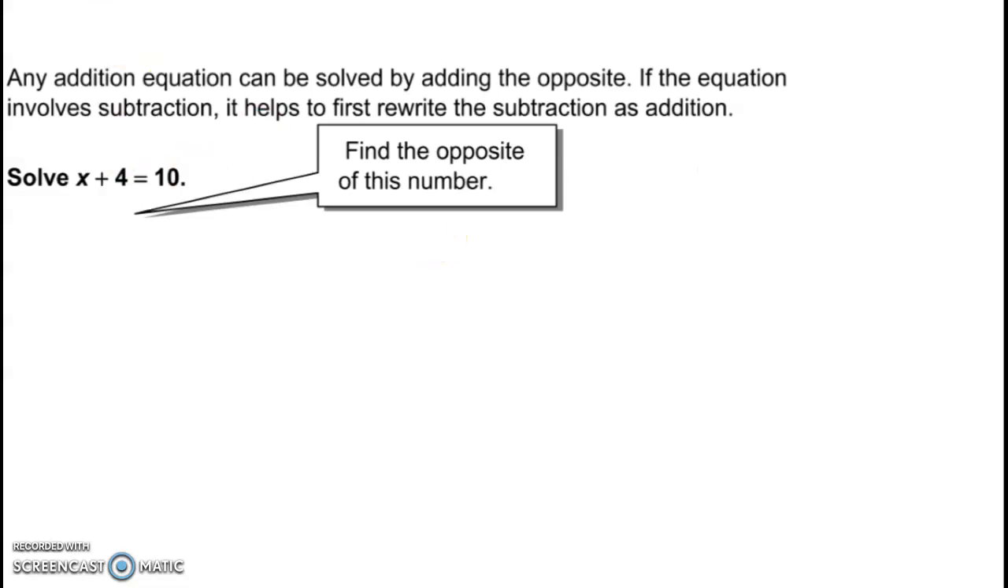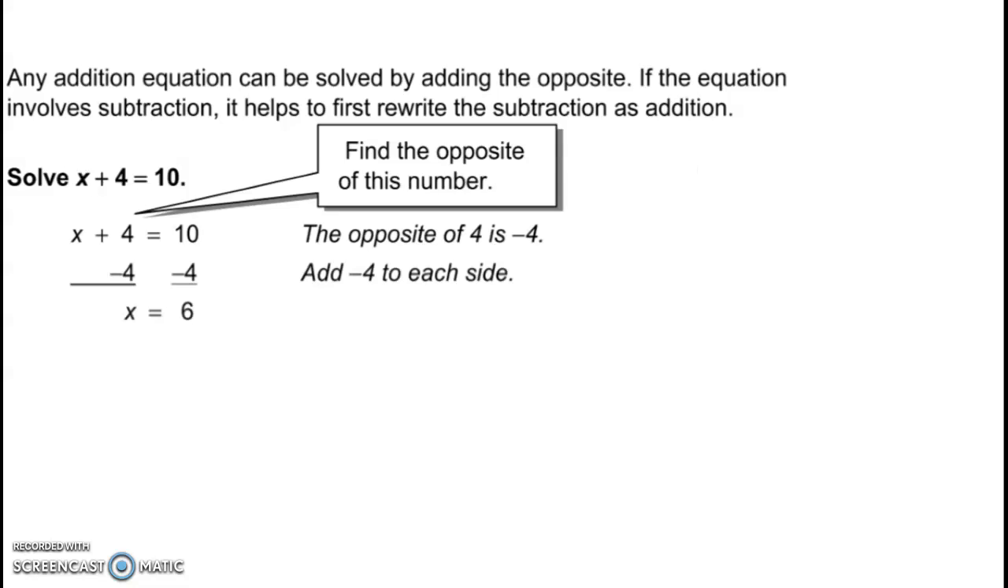Okay? So we want to first do the opposite of adding 4 to x and subtract 4 from x. The opposite of 4 is minus 4. So we subtract 4, and whatever you do on one side, you do on both sides to keep it balanced. And you have x plus 4 minus 4, and then 10 minus 4. So x is equal to 6.